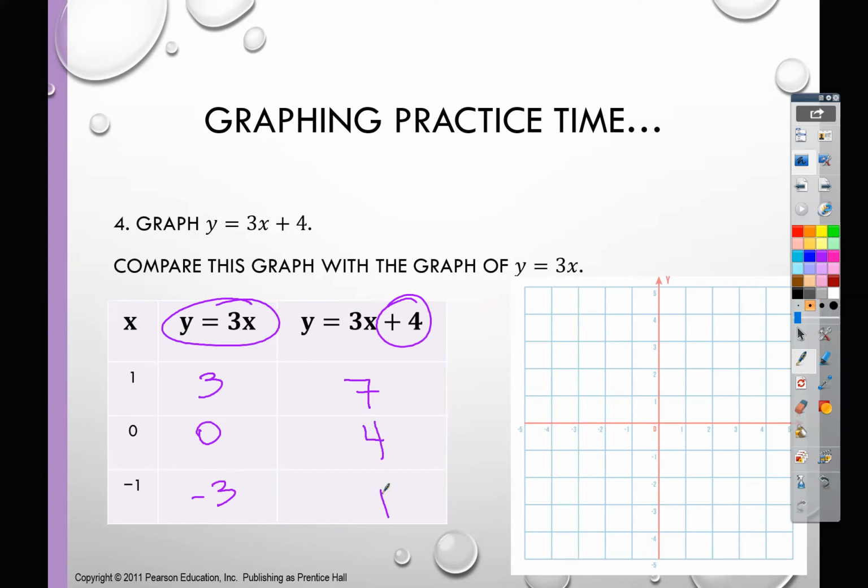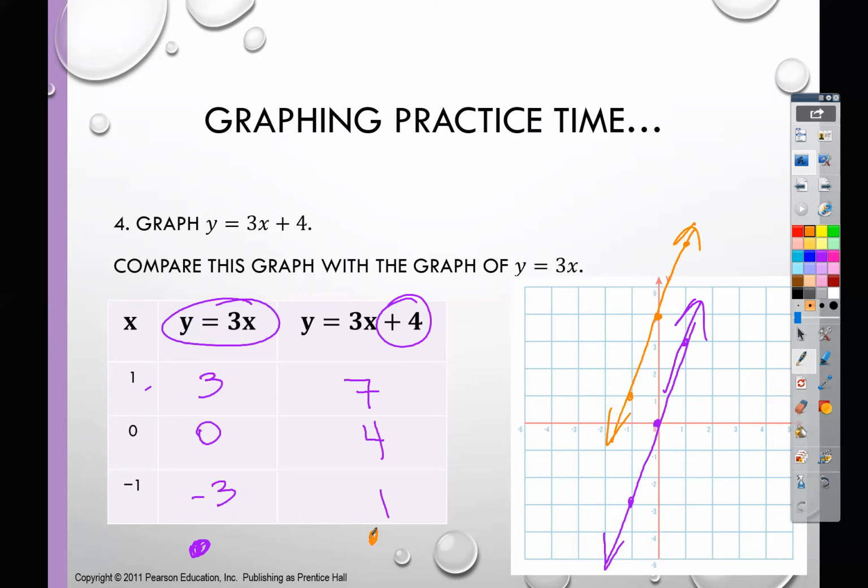All right, now let's graph both of these lines. So the first thing I'm graphing is the point 1, 3. Then I'm going to graph 0, 0, and then -1, -3. This is my line in purple. Let me do a line in orange too. Okay, so now I'm going to plot 1, 7, which is off of the graph, say up here somewhere, 0, 4, and -1, 1. And that is the graph.